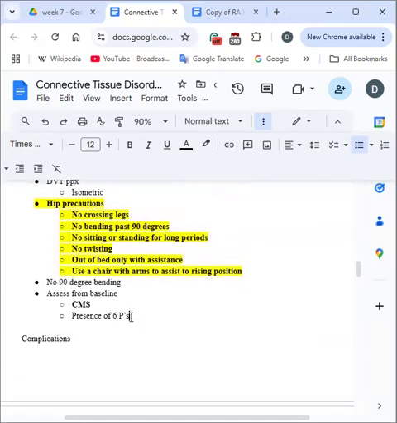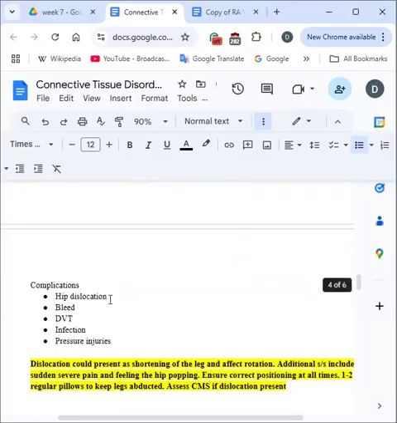The pillow makes it easier for them to remember that they shouldn't be abducting or adducting their leg, so keep it within that area. I'll probably add that in. Those are things to keep in mind.